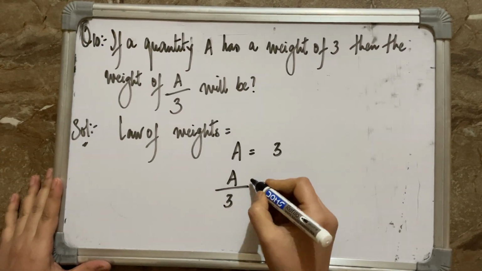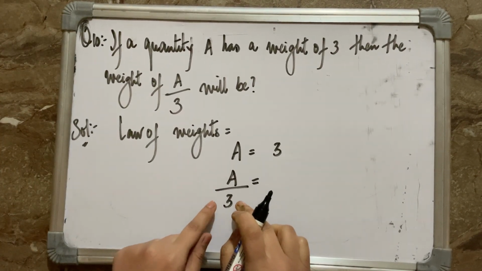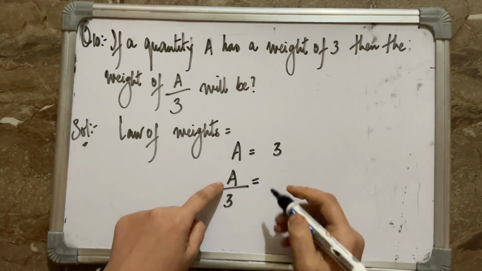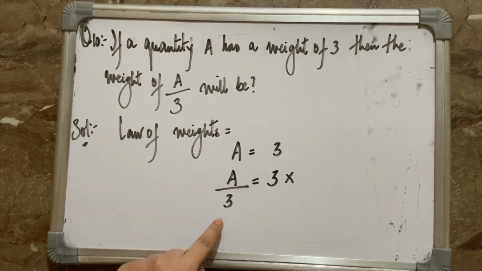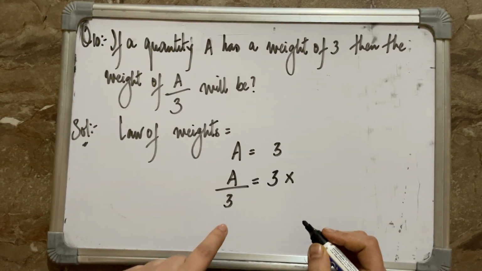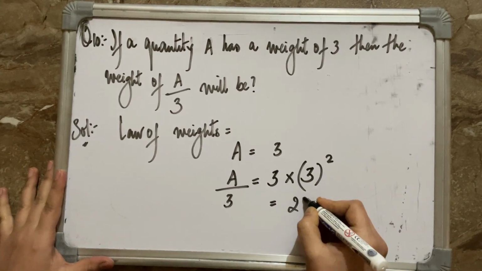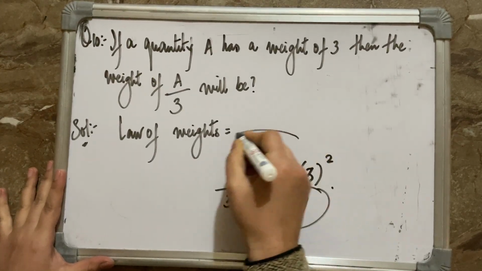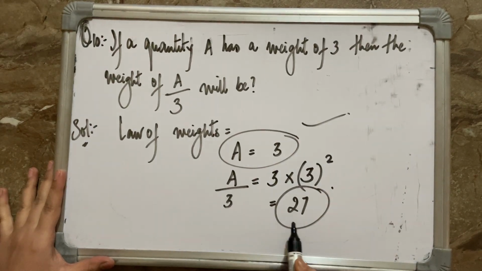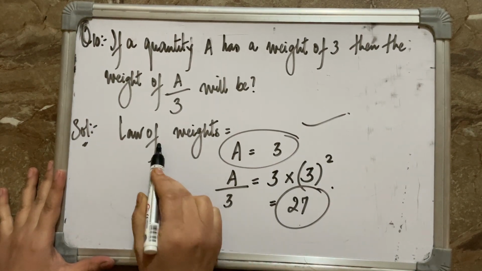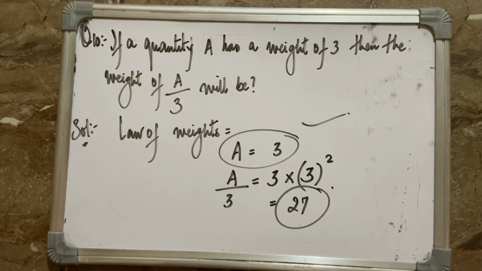Constant is 3. Then the weight of the new quantity A by 3 is equal to weight of A, that is 3, multiplied by the square of the constant by which we are dividing it. That means square of 3. So the weight will be 27. If the quantity A has weight 3, A by 3 will have a weight of 27. This is as per the law of weights. All right, with this, we conclude today's video lecture. Thank you for watching.